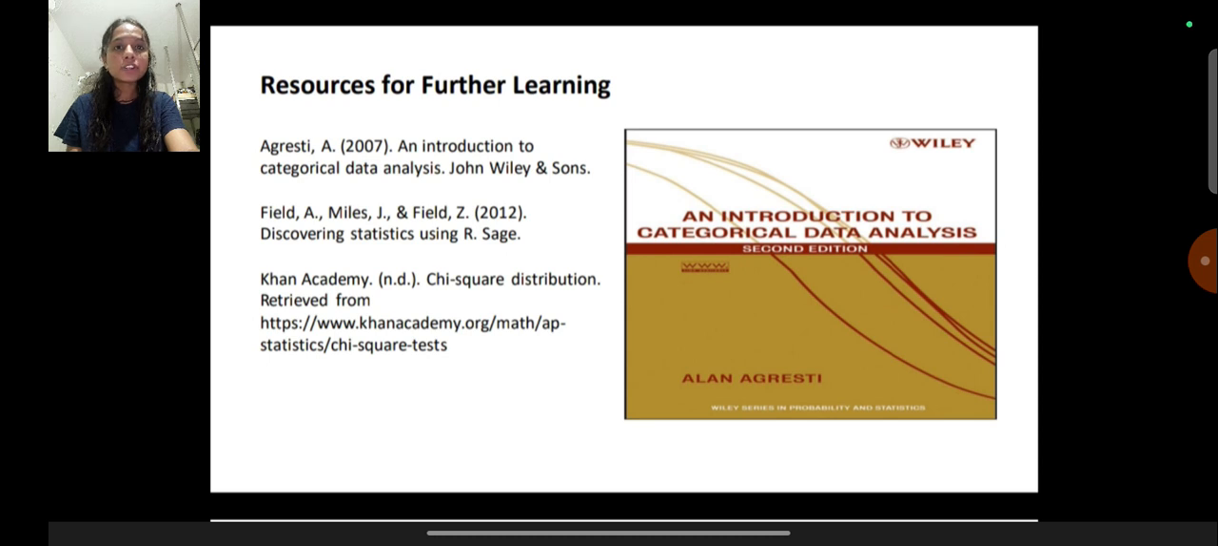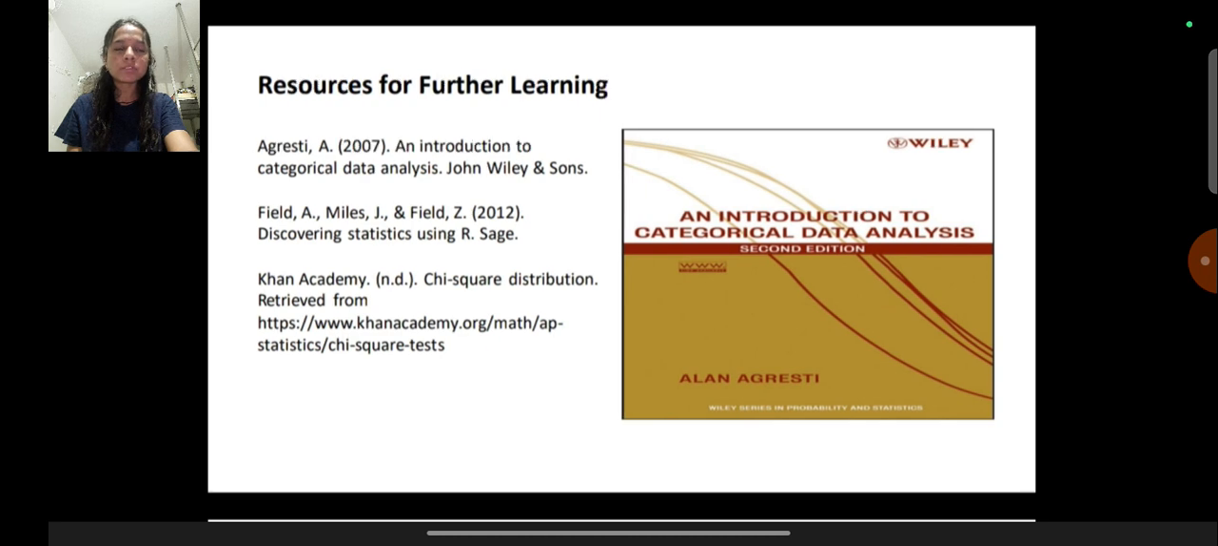An Introduction to Categorical Data Analysis, John Wiley and Sons. And next, Field, A., Miles, J., and Field, Z., 2012, Discovering Statistics Using R, Sage. Khan Academy, chi-square distribution, retrieved from statistics or chi-square test. These are the resources for further learning of chi-square distribution.